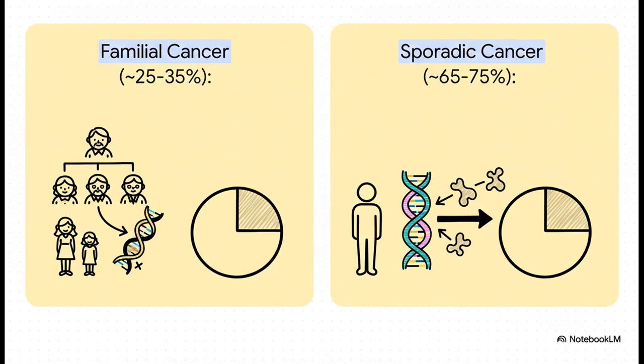On one hand, you have familial cancer. This is caused by inherited gene mutations, and you've probably heard of the big ones, BRCA1 and BRCA2. This accounts for maybe 25 to 35% of cases, but the majority, about 65 to 75%, are sporadic. These are caused by acquired mutations that build up over time, and a major factor here is often estrogen exposure.